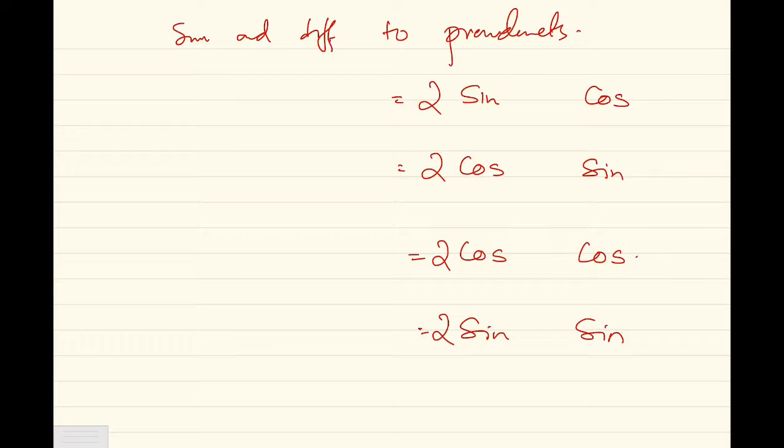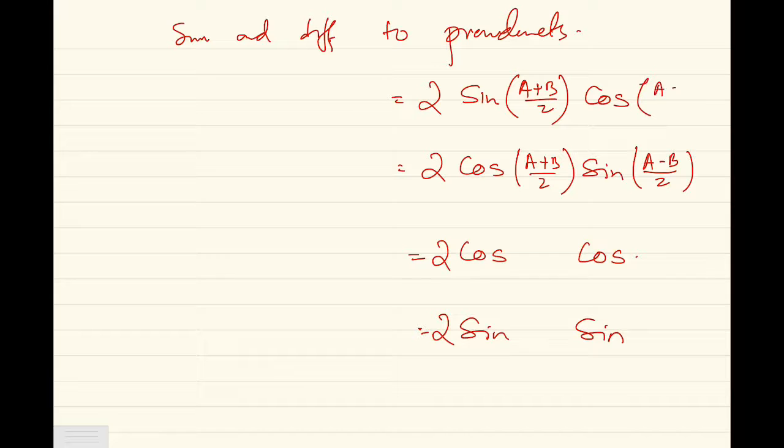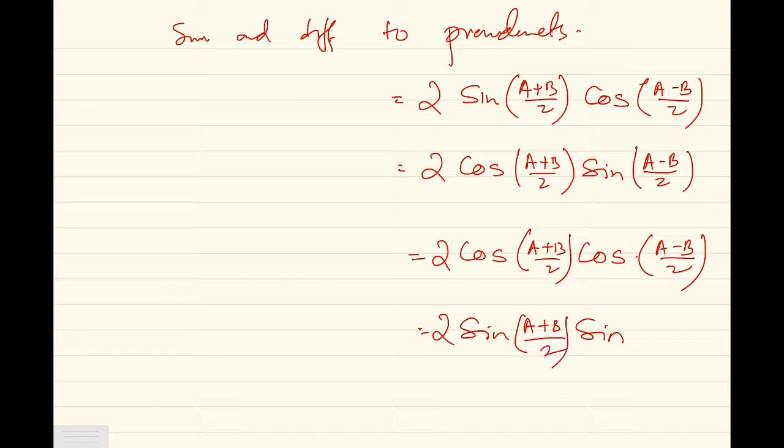Correct? Now here, instead of a and b, you will get a plus b by 2. Here you will get a plus b by 2. Here you will get a minus b by 2. You'll get a minus b by 2. Here you get a plus b by 2. You get a minus b by 2. Here as well a plus b by 2. And here a minus b by 2. Correct?